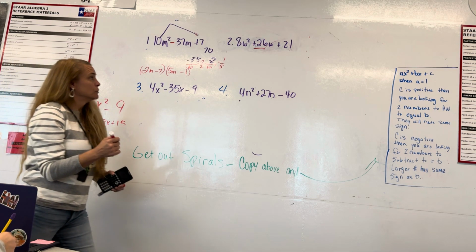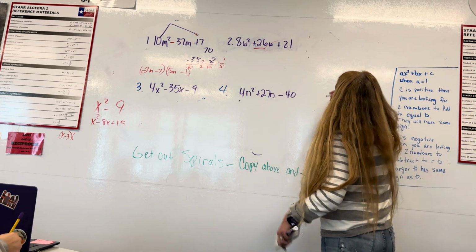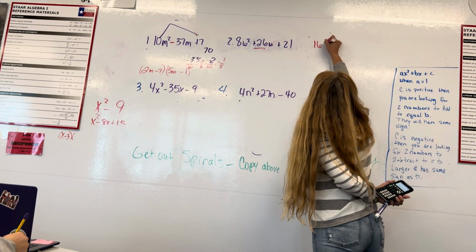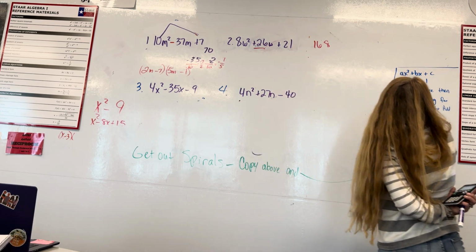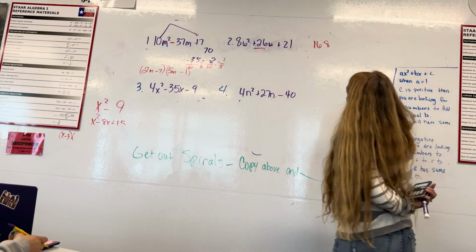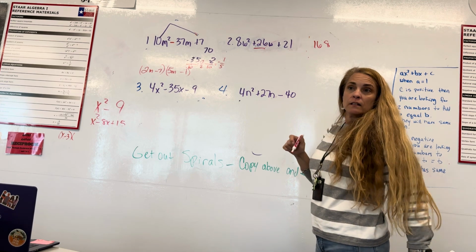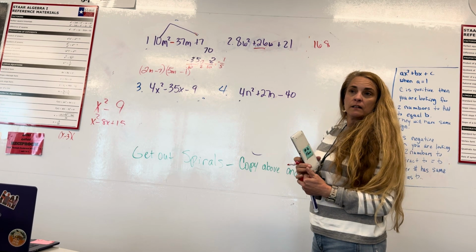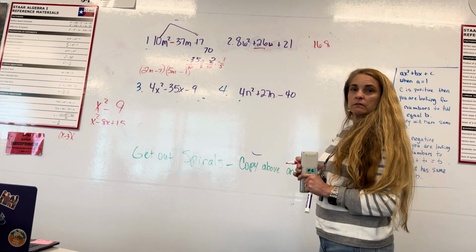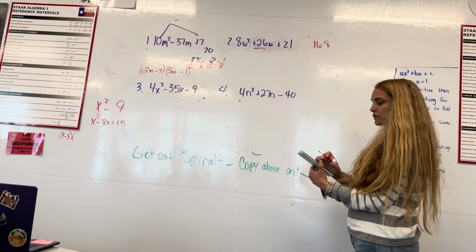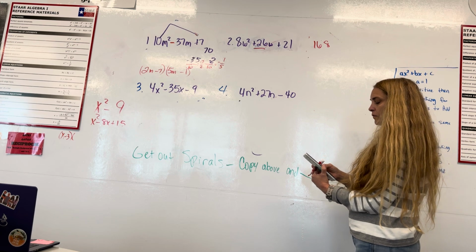8 times 21, what do you get? 168. Okay, so when it's positive, again, the signs are going to be the same. You're going to add. So what multiplies to give you 168 and adds together to give you 26? And those of you who can see the video can still see the problem. Are we good? Great. Okay, so what are the factors of 168? So 168 divided by x. Sorry, go ahead. 14 and 12.